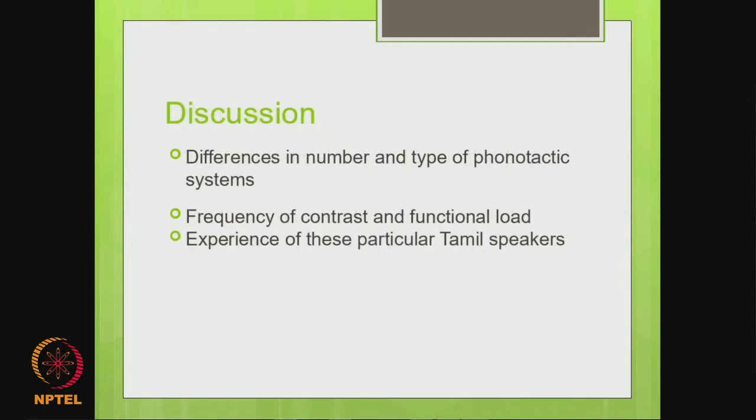So how to interpret this? One question is differences in number and type of phonotactic systems. Phonotactics means the order in which sounds can occur in your language, or where a sound can occur in a word. Remember I noted that all these speakers were UC Berkeley students. Almost all of my Tamil speakers also spoke Hindi. And I suspect that their familiarity with multiple different types of phonotactic systems actually made them more sensitive to different kinds of cues, which is why in the mismatch condition they were a bit more fazed by the vowel and burst cues not matching each other.